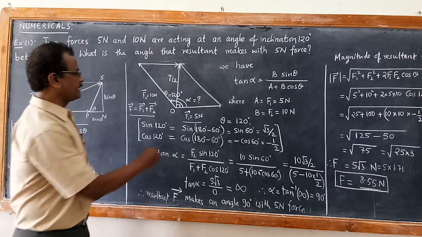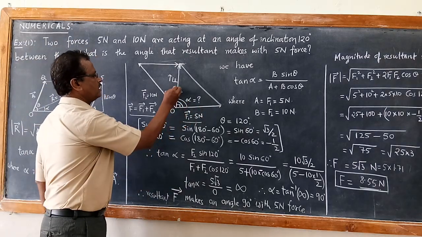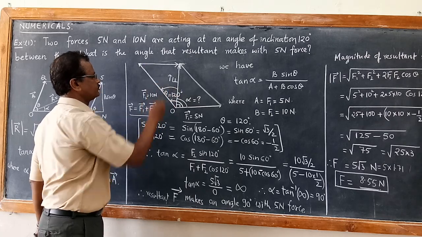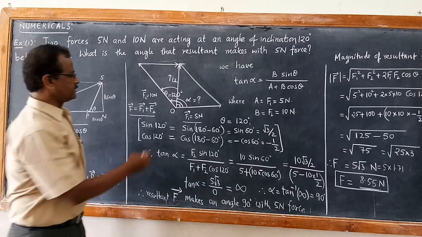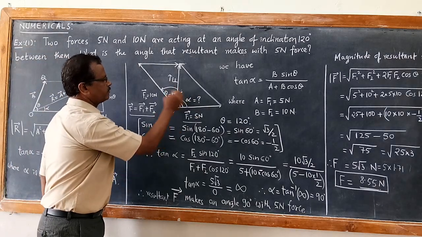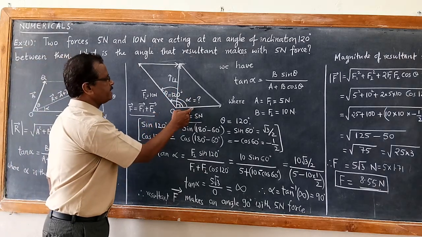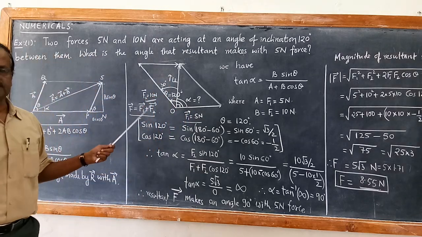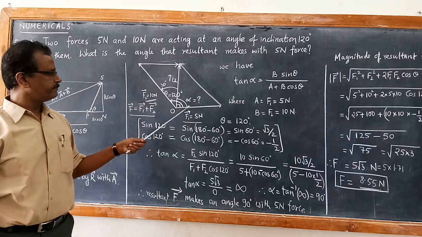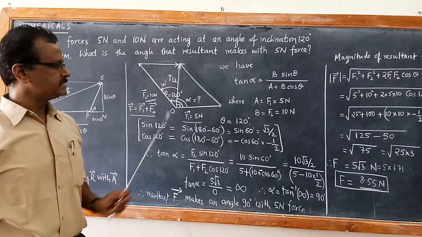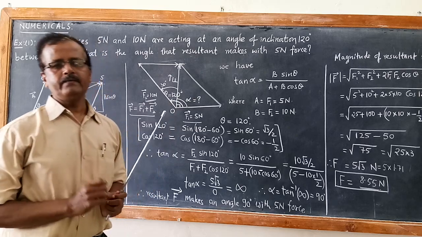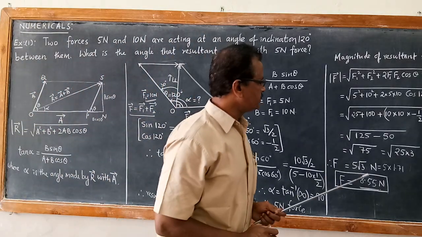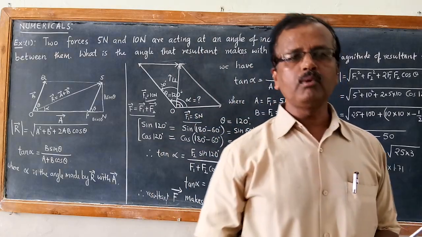So if it is making an angle of 90 degree with F1, how much is the angle made by that same resultant with F2? See here, this is total angle 120 degree. 120 minus 90 becomes 30. So with F2 it makes an angle of 30 degree. With F1 it makes an angle of 90 degree. This is the meaning of describing a vector, where force is a vector. Okay. Now in the same way we are going to solve one more numerical problem.